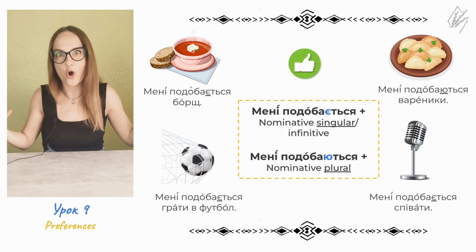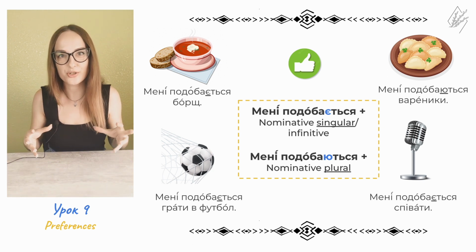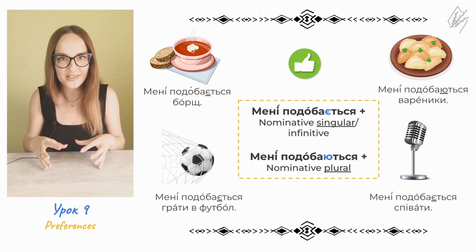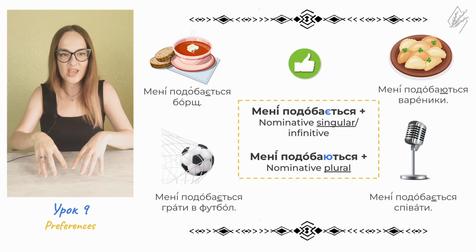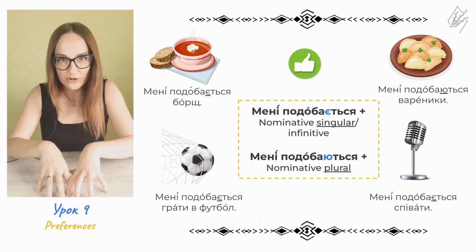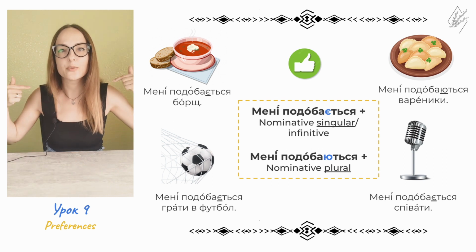This structure sometimes is difficult because here the object that we talk about, that we like, is expressed by nominative case. Basically, from the grammar point of view, it is the subject of the sentence. We could say, борщ is liked by me.